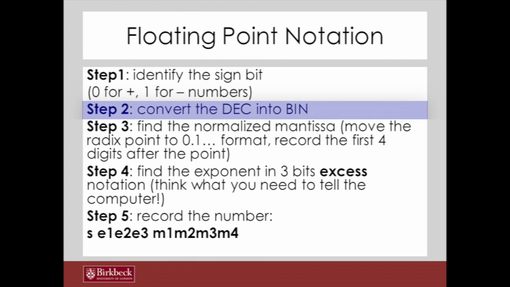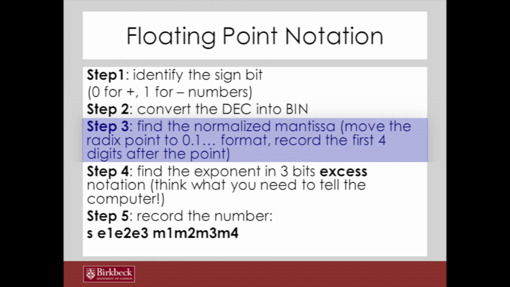Then you're going to have to convert your decimal number into binary. Once the conversion is done, you will need to find the normalized mantissa. So what you will need to do is to move the radix point to the 0.1 format and record the first 4 digits after the point, and that is the normalized mantissa that goes into the floating point notation. The 0 point in the front doesn't become part of the floating point notation because it's told to the computer that that is how it starts. So it's not information that you need to give the computer as extra information.